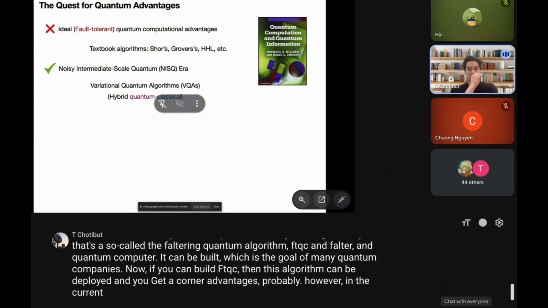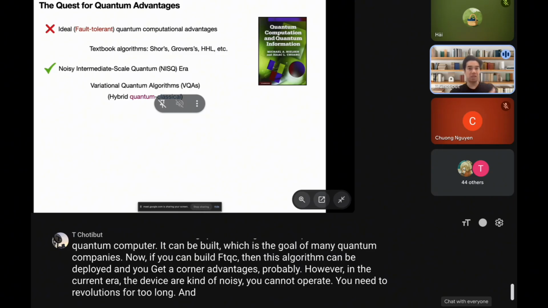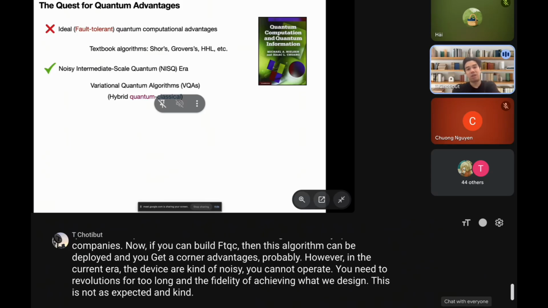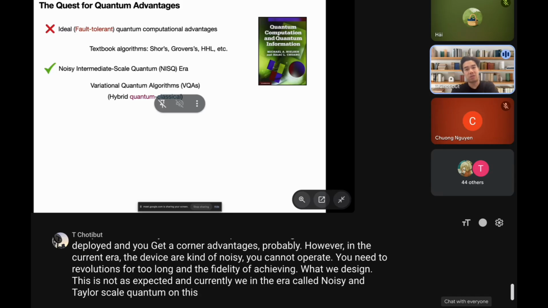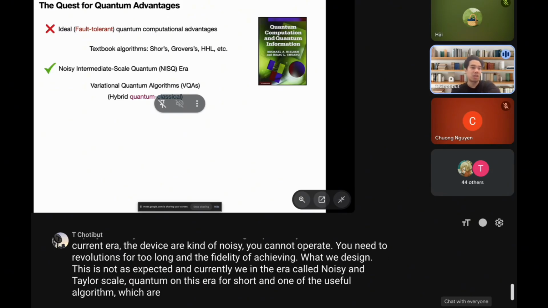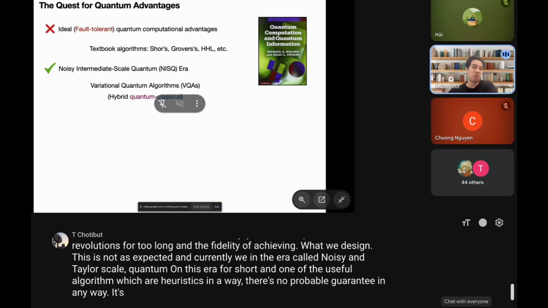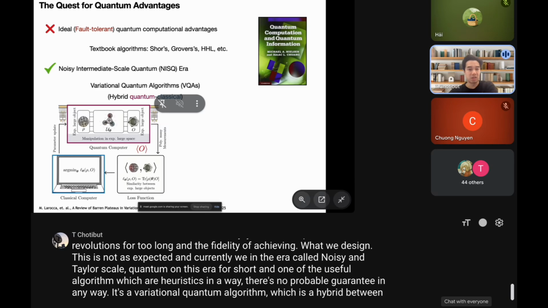However, in the current era, the devices are kind of noisy. You cannot operate unitary evolutions for too long, and the fidelity of achieving what we design is not as expected. Currently, we're in the era called noisy intermediate-scale quantum, or NISQ era for short. And one of the useful algorithms, which is heuristic in a way, with no provable guarantee, is the variational quantum algorithm, which is a hybrid between quantum and classical.